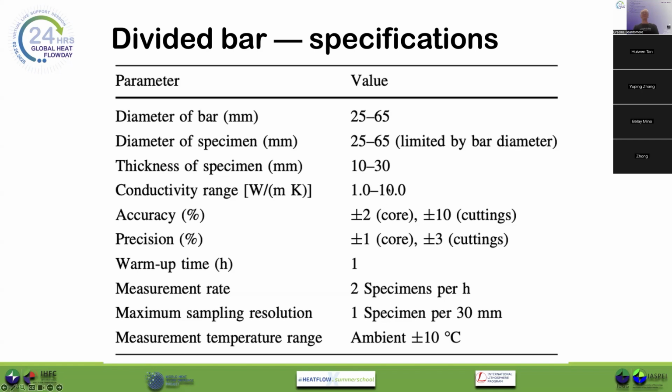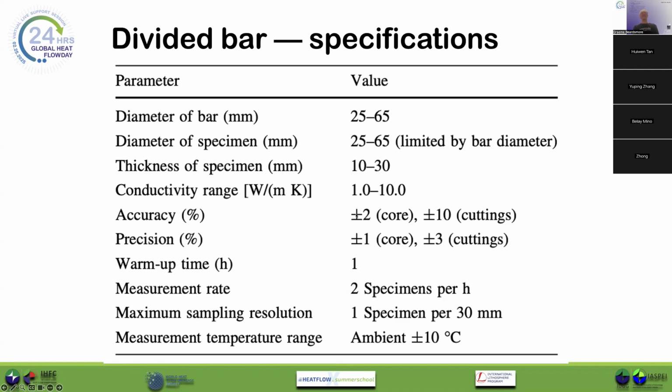Some very metalliferous ores may exceed 10 at the higher end. Some very coal-rich or organic-rich materials may come in lower than 1 at the lower end, but typically rocks will fall in that 1 to 10 watts per meter Kelvin range.